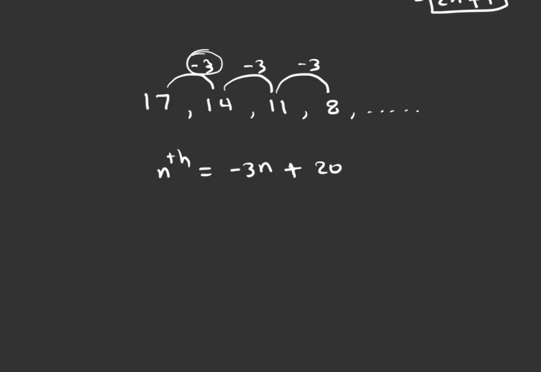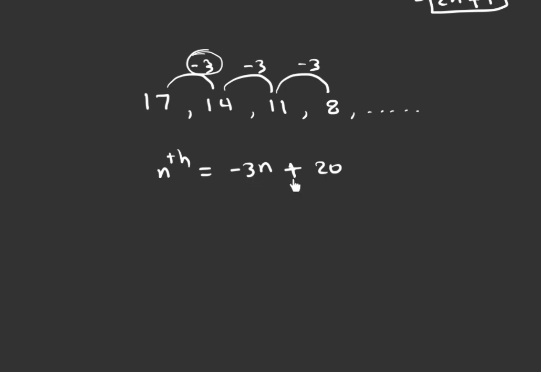Or go one step back. 14 plus 3 equals 17. So 17 plus 3 equals 20. So this number is 20. Go one step back, because when we go back, we add 3. 8 plus 3 is 11, 11 plus 3 is 14, 14 plus 3 is 17. So if we add 3 to 17, we have 20. This is the zero term. This is the number that should be written here.